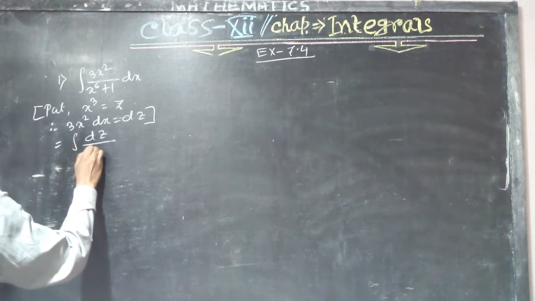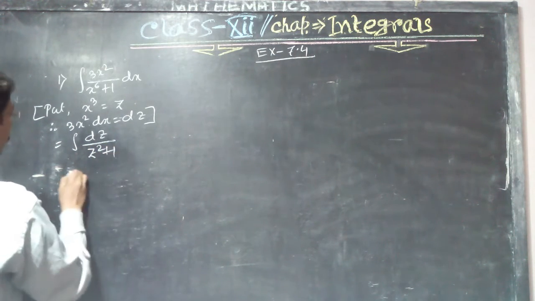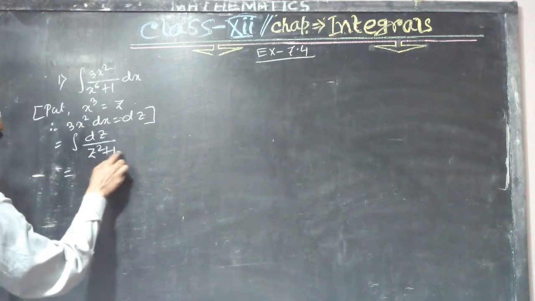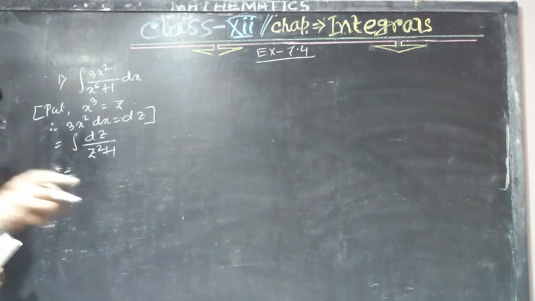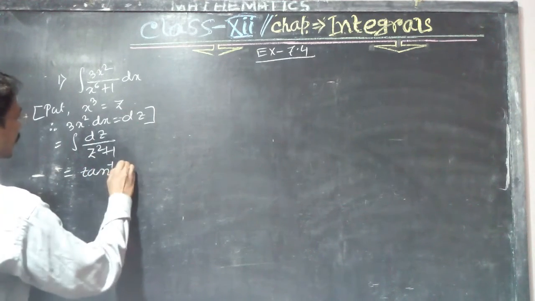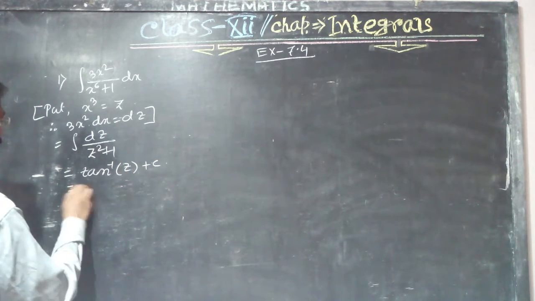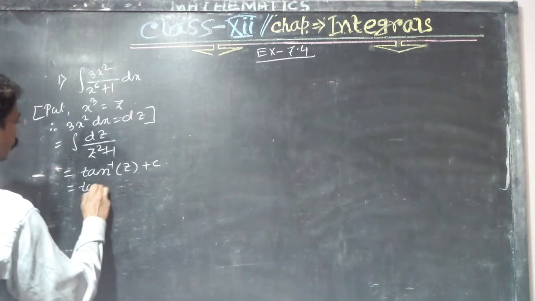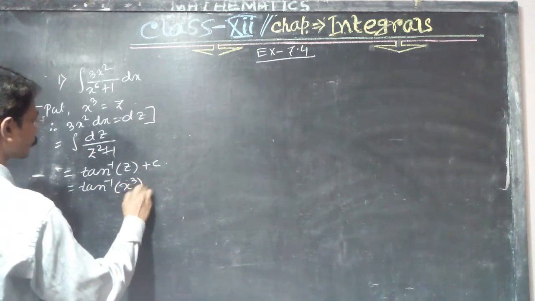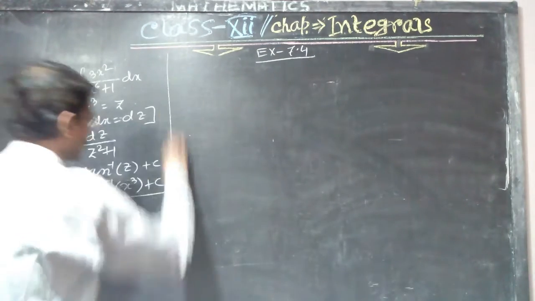x cube whole square means z square plus 1, equal to dz by z square plus 1, which is of the form a square. So tan inverse z by 1 equal to tan inverse z means x cube plus c. Tan inverse x cube plus c. First one done.